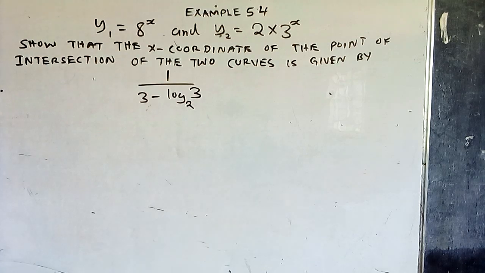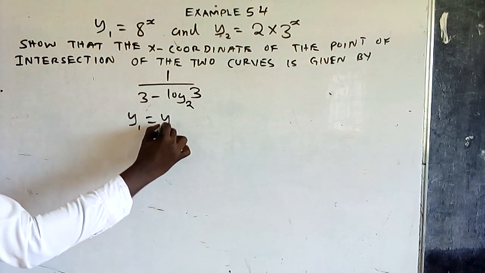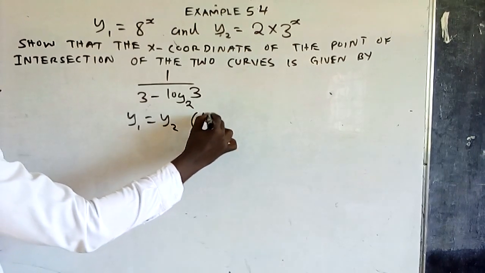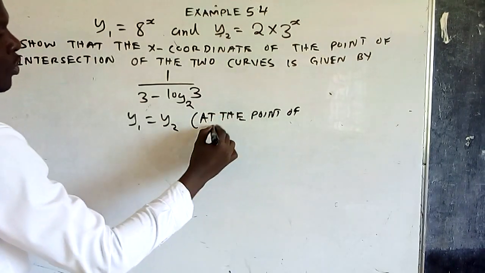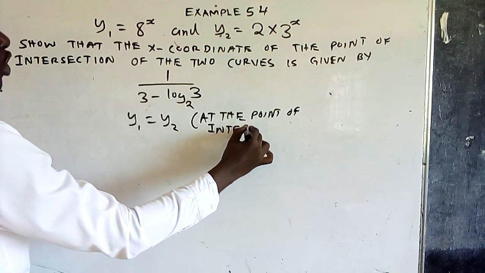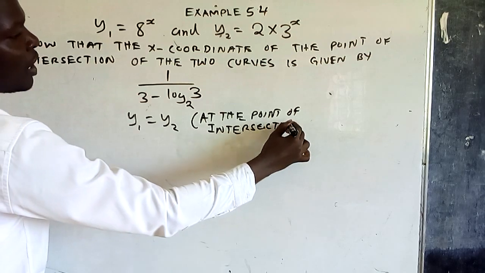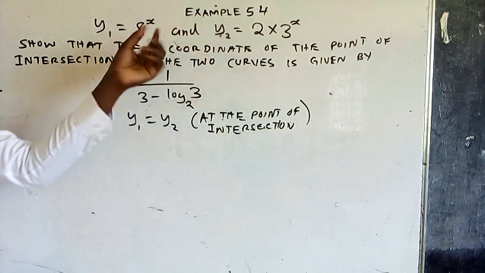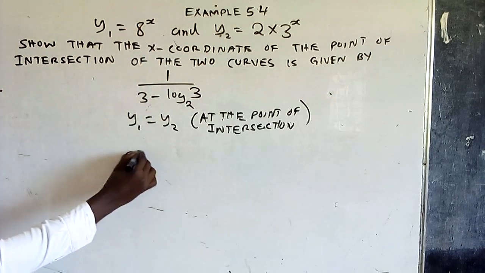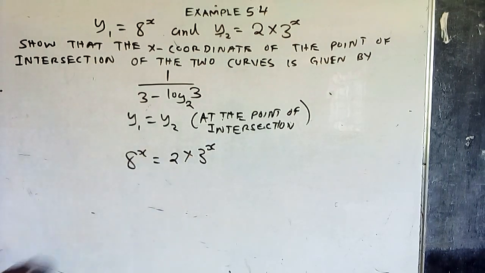So at the point of intersection, the two curves are equal, isn't it? So it means at the point of intersection, y1 is equal to y2. At the point of intersection, the two curves must be equal. So y1 equals y2 at the point of intersection, meaning 8 raised to power x is equal to y2, which is 2 times 3 raised to power x.